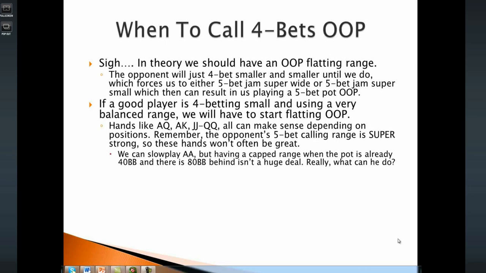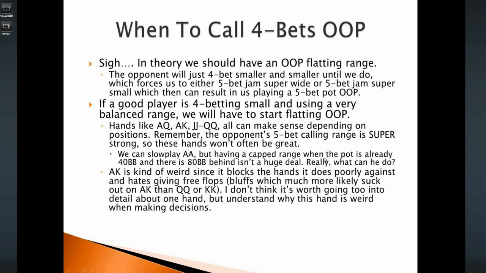You could argue that you should flat a really strong hand when you're facing a 4-bet, even if you're out of position. But for the most part, I imagine people are going to want to 5-bet it. Alright, so ace-king is kind of weird since it blocks the hands it does poorly against and hates giving free flops. Bluffs are much more likely to suck out on ace-king than queens or kings.